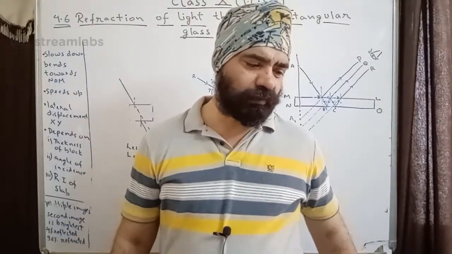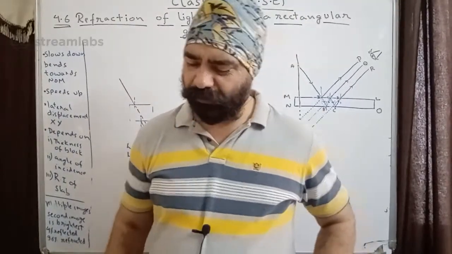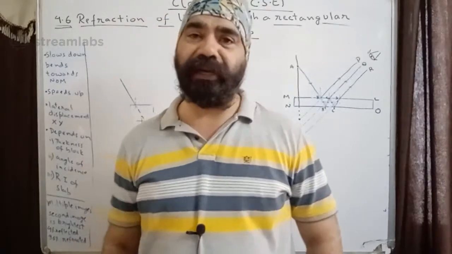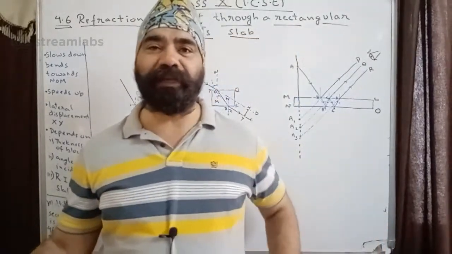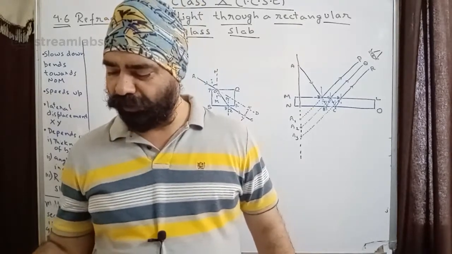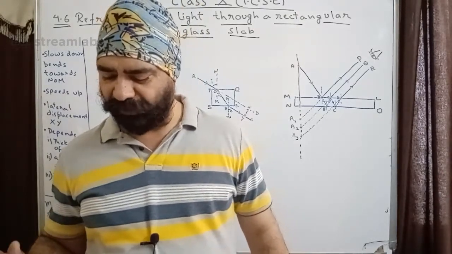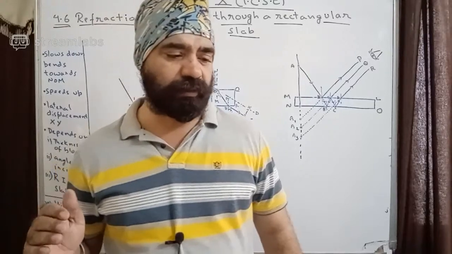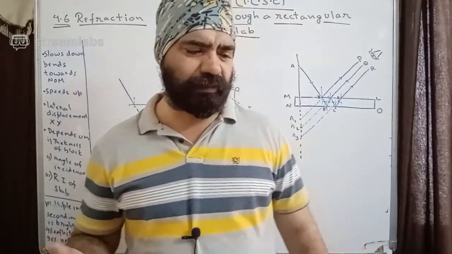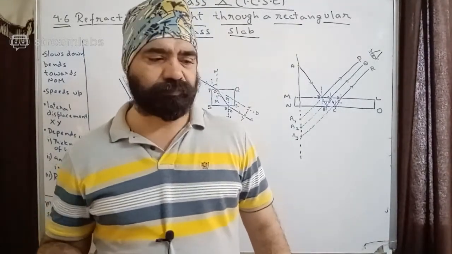So till now we have done refraction, laws of refraction, refractive index, and experimental verification of the laws of refraction. Today we do the last part of section A, that is refraction of light through a rectangular glass slab. We had done a little bit in the last class, so we do it in detail today.